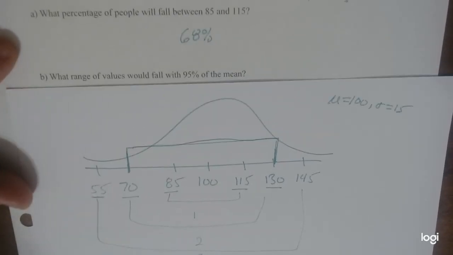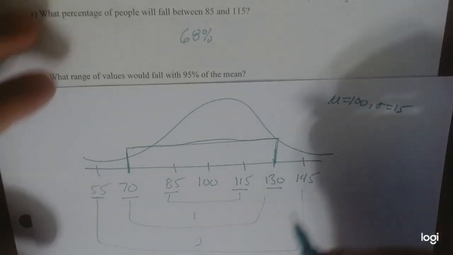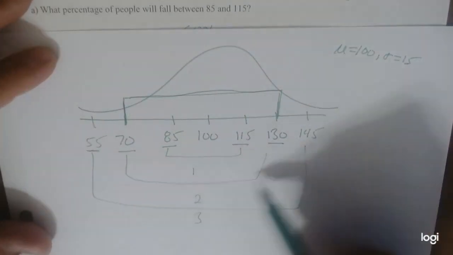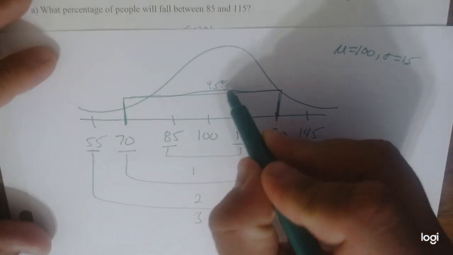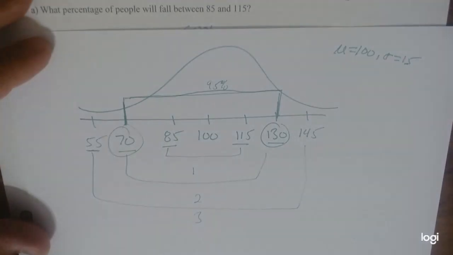Okay. And then part B, what range of values will fall within 95% of the mean? So this is the opposite. So they give you the percent, and they ask you what 2 numbers it falls within. So that's just going backwards, right? So what we know, we did this earlier. So this is 1 away, this is 2 away. So we're looking for here. So 2 away is 95%, right? That's what the question was asking. So the 2 numbers that it's between is 70 and 130.